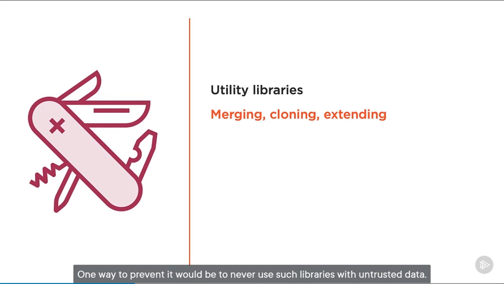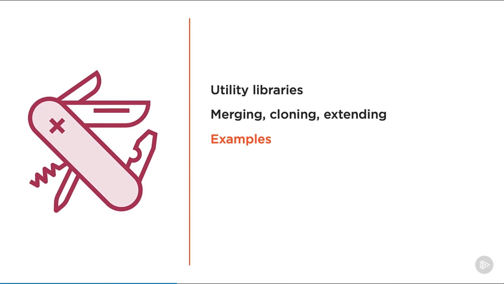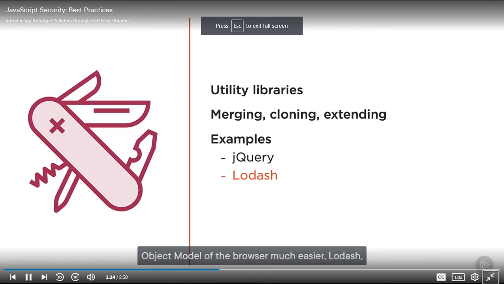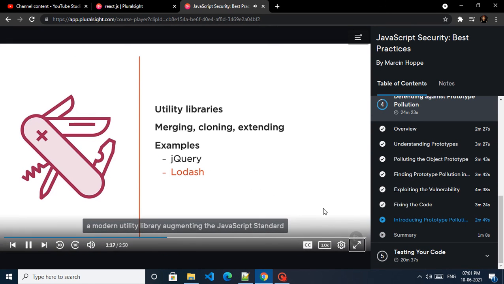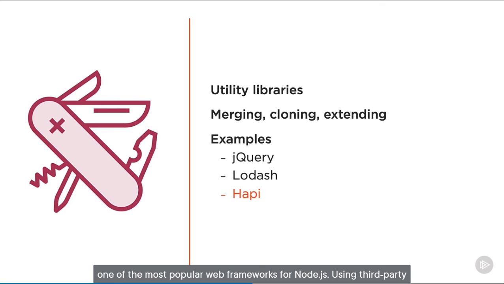One way to prevent it would be to never use such libraries with untrusted data. Unfortunately, this would greatly reduce their usefulness. It is not a practical approach. Over the years, we have seen the open source security research community discover and publish a number of vulnerability reports in several popular libraries, such as jQuery, a very popular library that makes working with the document object model of the browser much easier. Lodash, a modern utility library augmenting the JavaScript standard library with many useful functions. And Hapi, one of the most popular web frameworks for Node.js.